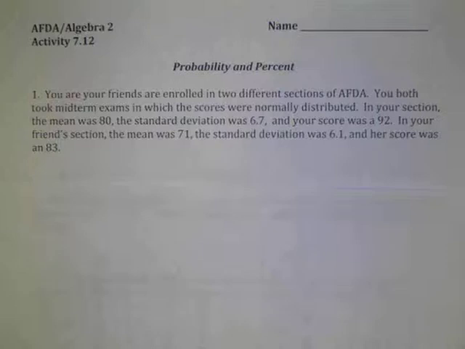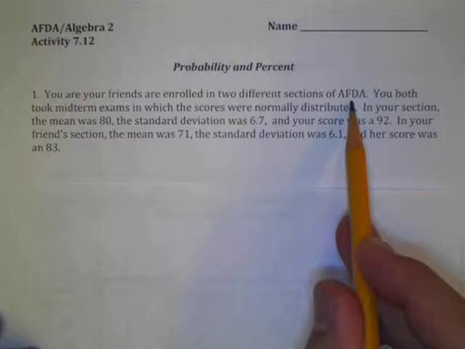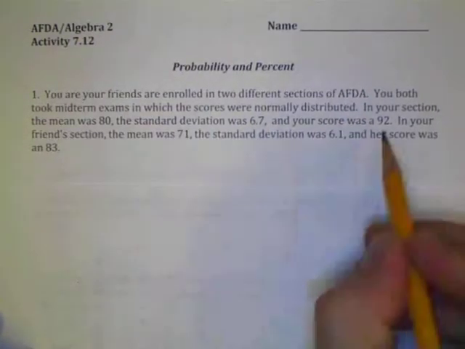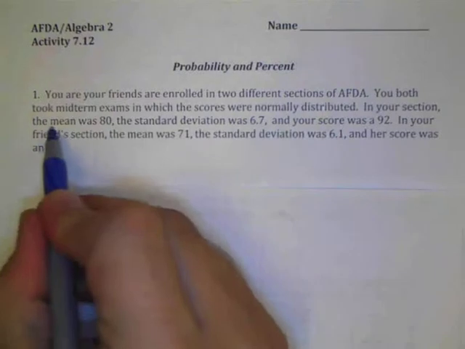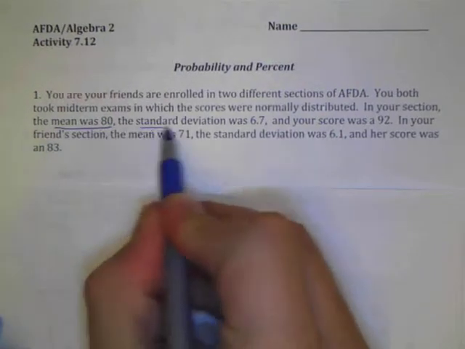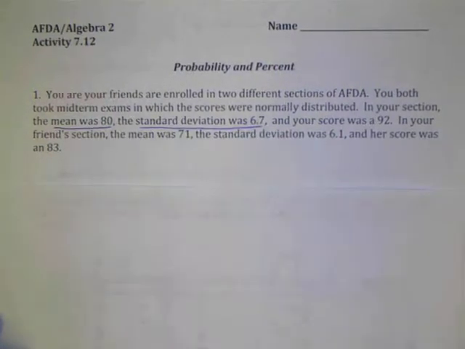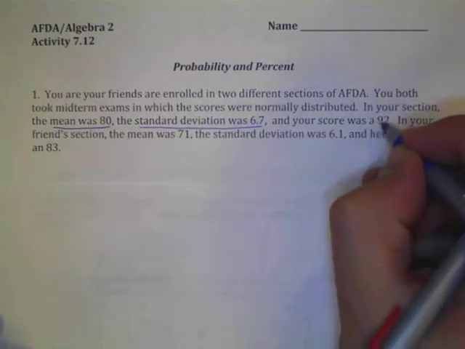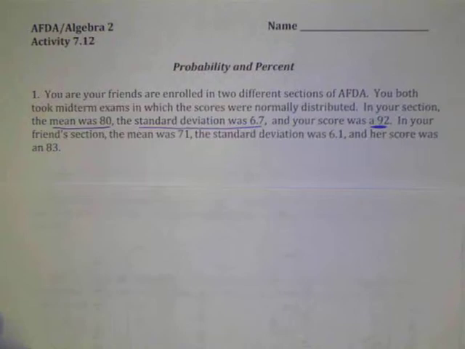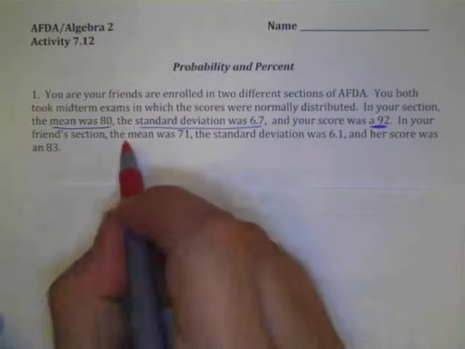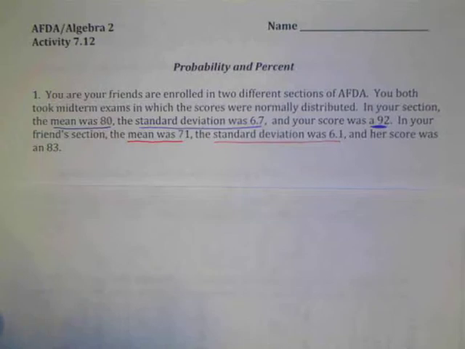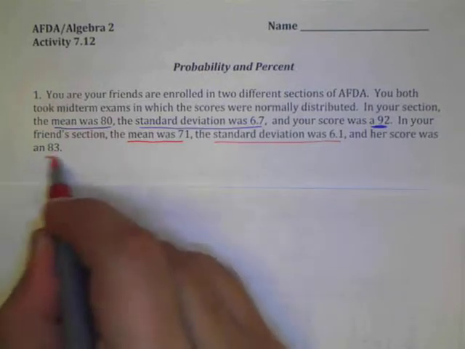All right, you and your friends, they are enrolled in two different sections of AFDA. You both took midterm exams, and the test scores were normally distributed. In your section, the mean was 80, and the standard deviation was 6.7. And your score was an 82. In your friend's section, the mean was 71, standard deviation was 6.1, and her score was 83.